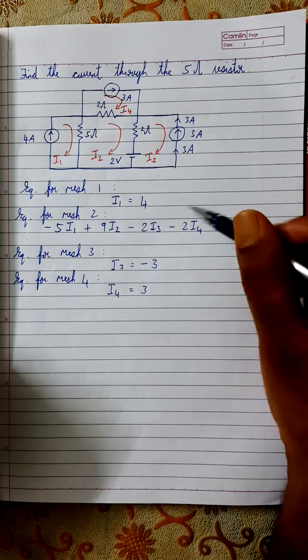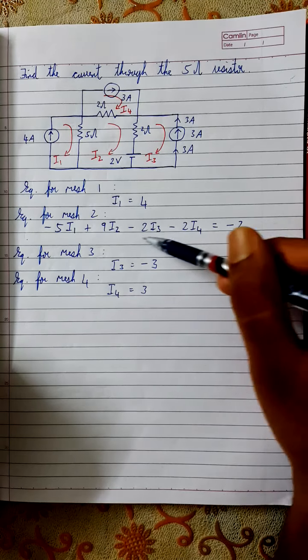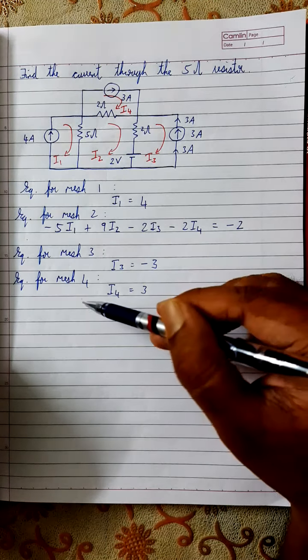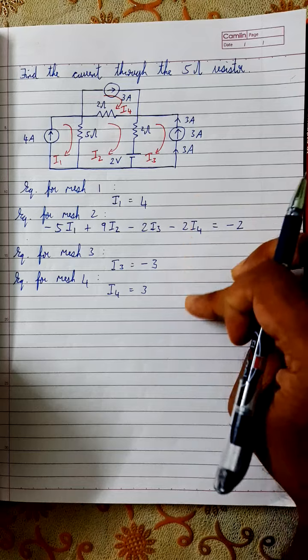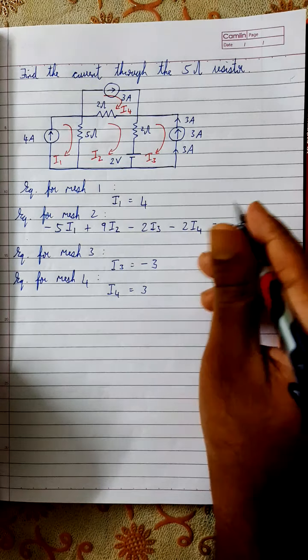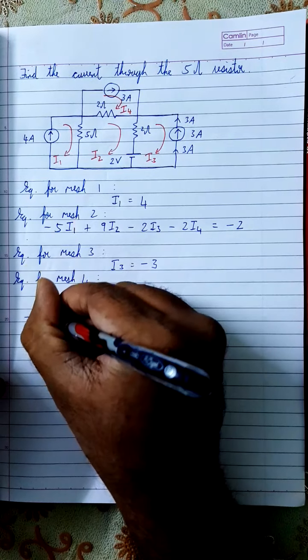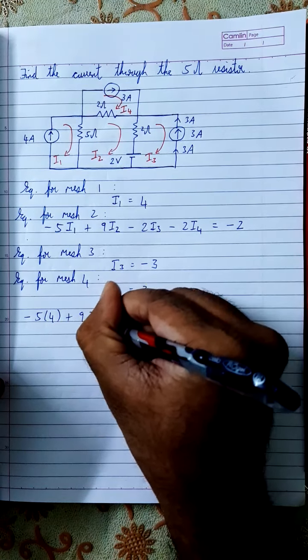You see, so I1 is equal to 4. This is the mesh 1 equation, and the mesh 2 equation is this one. The mesh 3 equation is I3 is equal to minus 3, and the equation for mesh 4 is I4 is equal to 3. That's it. So what I'm going to do is substitute the value of I1, I3 and I4 in this equation. So I will get minus 5 into 4 plus 9I2.